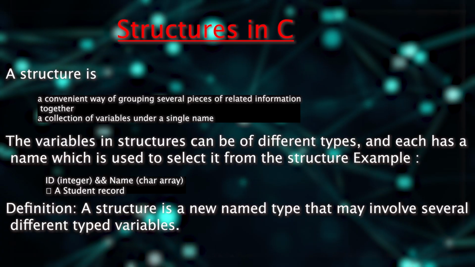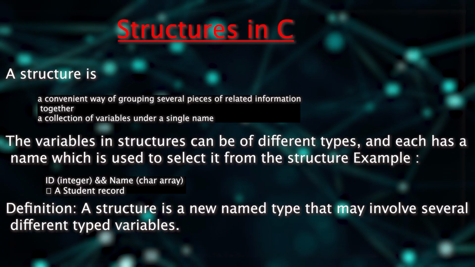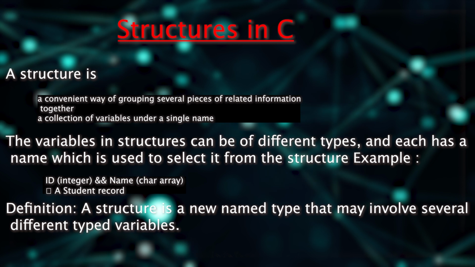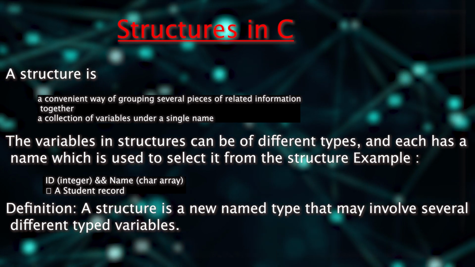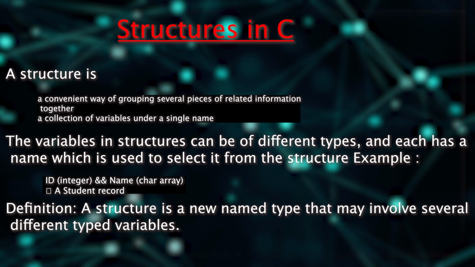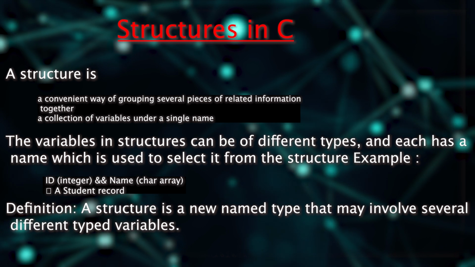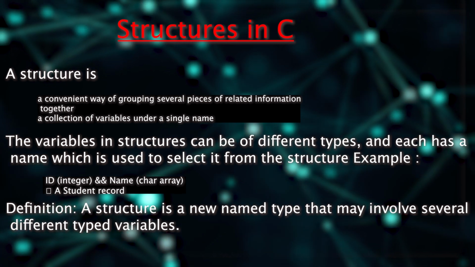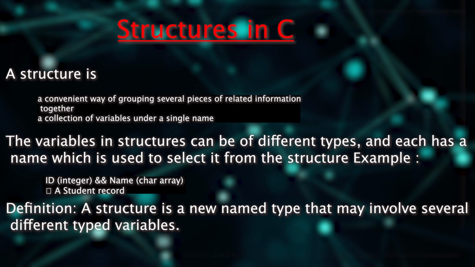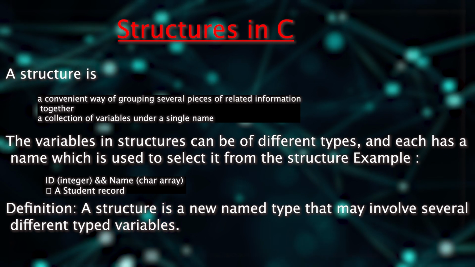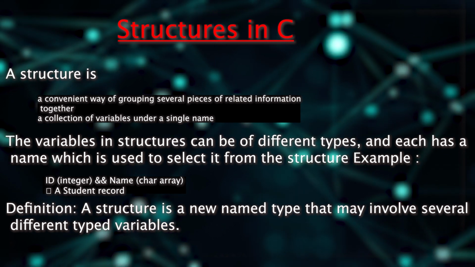A structure is a convenient way of grouping several pieces of related information together. It is a collection of variables under a single name. The variables in a structure can be of different types and each has a name which is used to select it from the structure. For example, we have an ID of type integer and a name of type character array. Now, we can put these data types together into a single structure. The definition of a structure is like a new named type that may involve several different typed variables. This is the composite or compound data.